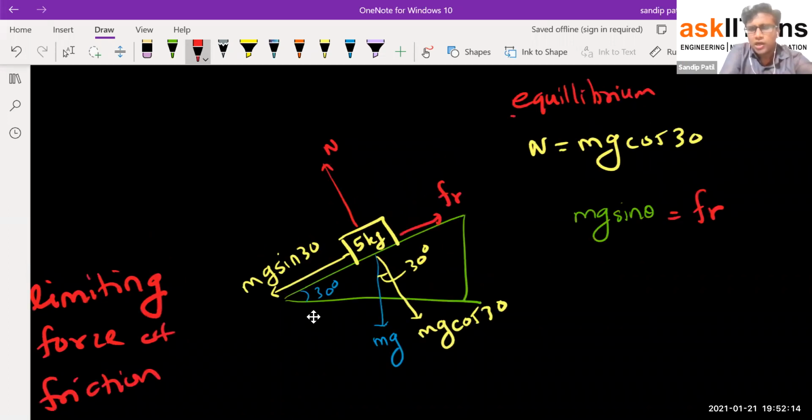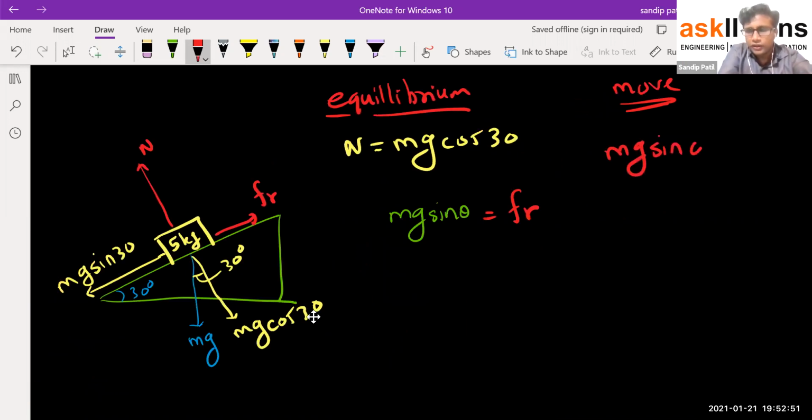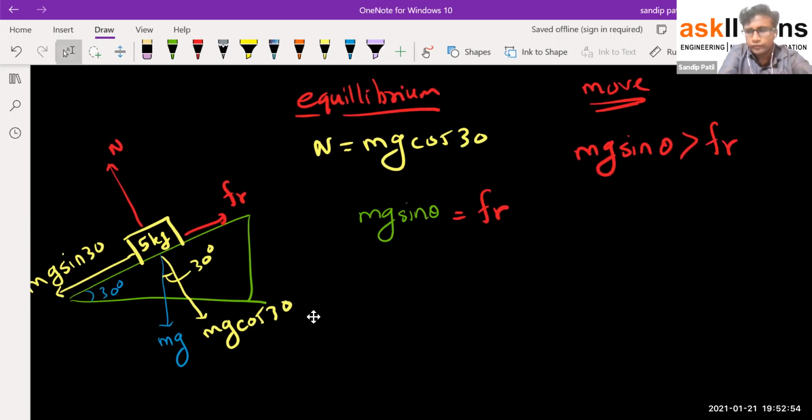If this block is not moving, we have seen that when we kept that inclined plane horizontal, the block was not moving. When I started making it some angle theta, what was happening? Still, for some time that block was not moving at all. After giving it sufficient slope, the block started to move. Similarly, here the same thing happens. It's not necessary that it will start moving directly. It depends on angle theta, on mg sin theta. So it will move when mg sin theta is greater than fr.